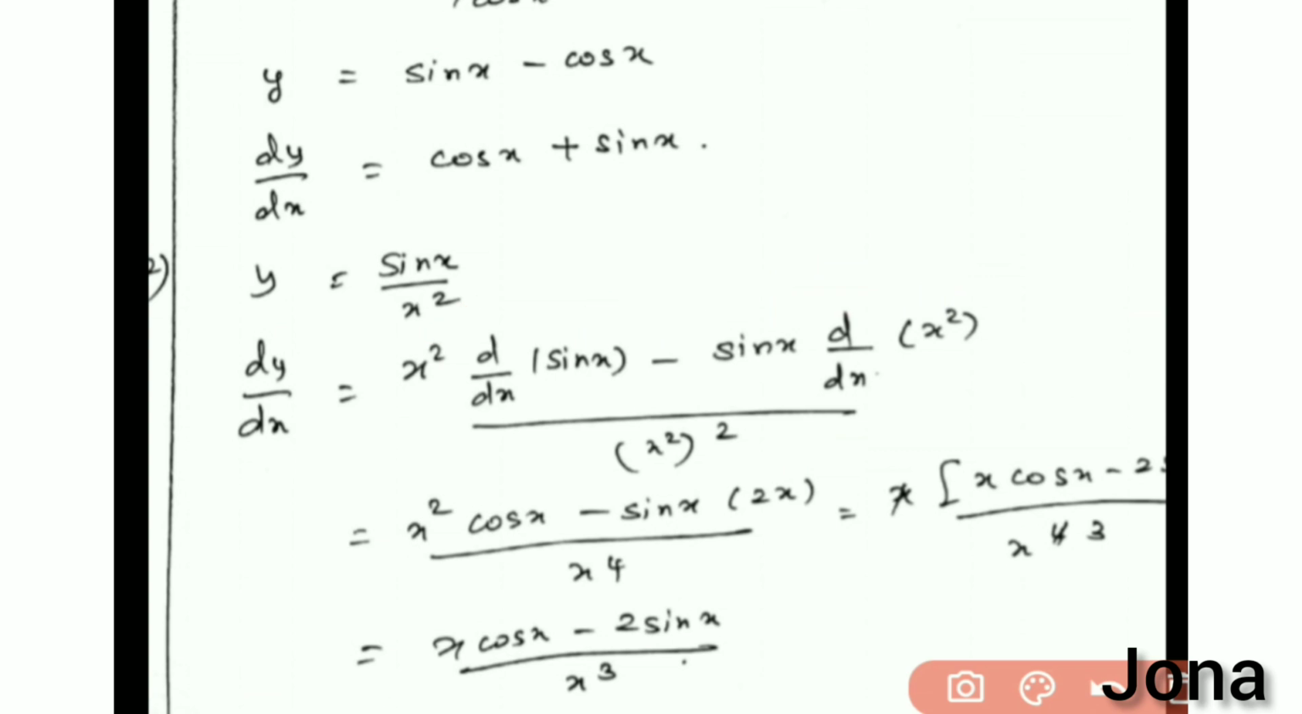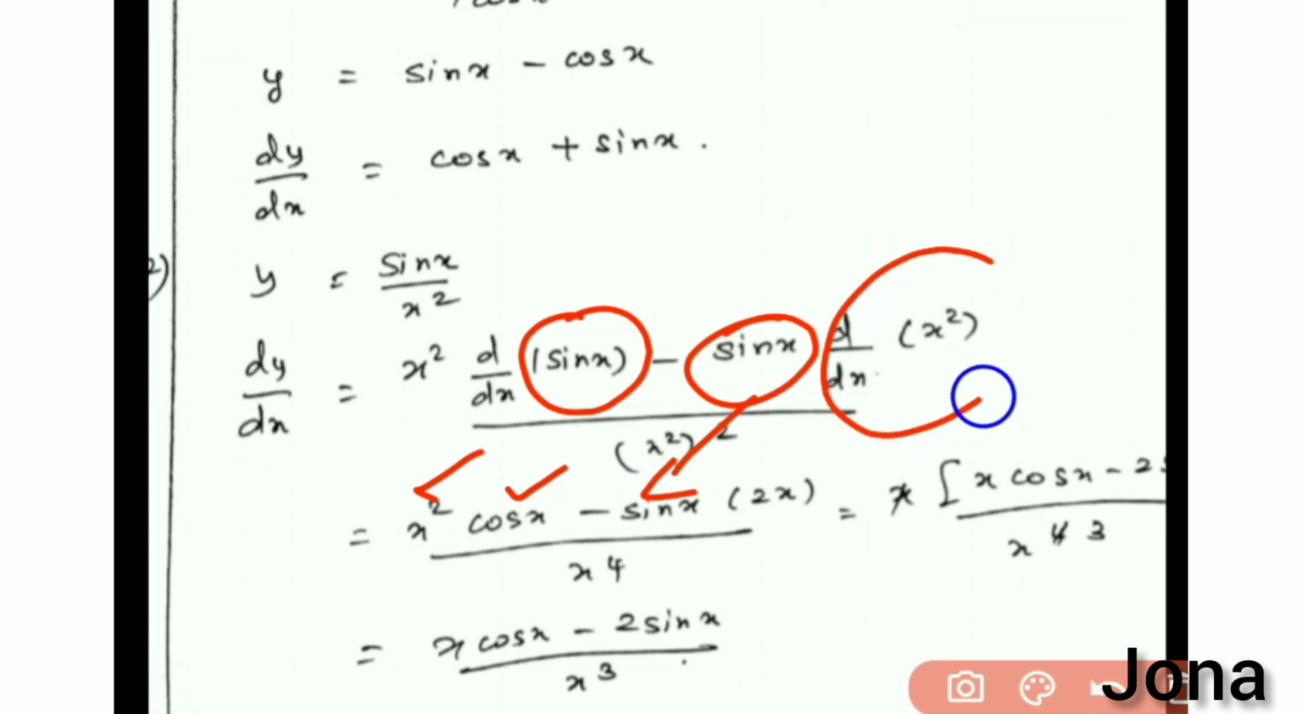So we can simplify now as x square as it is, and sin x, the differentiation of sin x is cos x, minus sin x as it is here, and then the differentiation of this x square is nothing but 2x power 1. It's nothing but 2x.